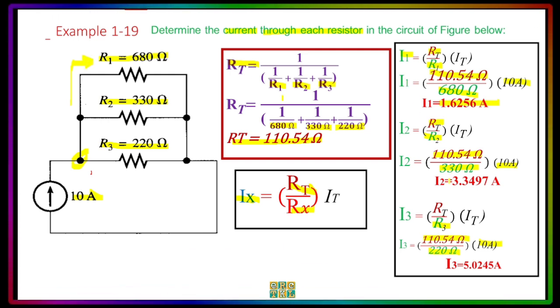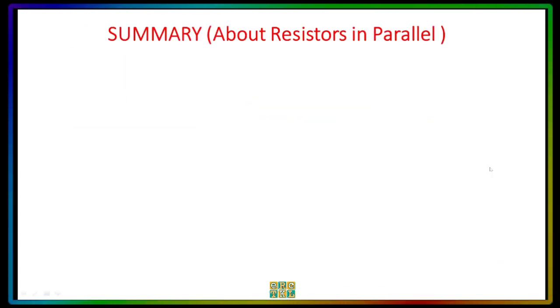And then we will have 3.3497 amperes for I2, which will come from here to the resistor over here. And then we will also have I3, which is 5.02, coming this way, going to the right here. These will be the values of our currents, I1, I2, and I3.